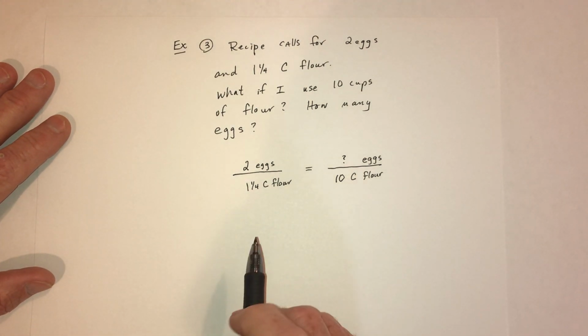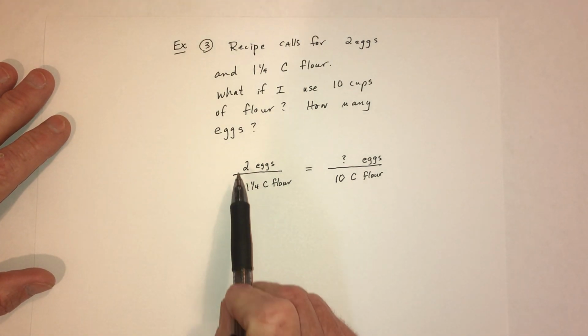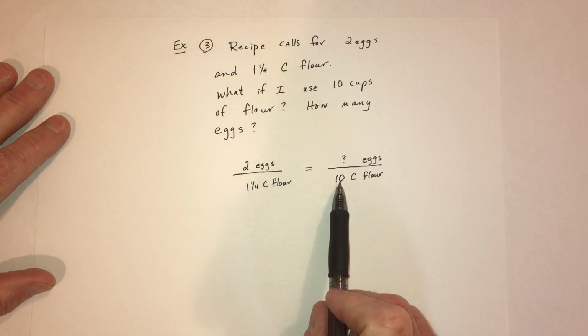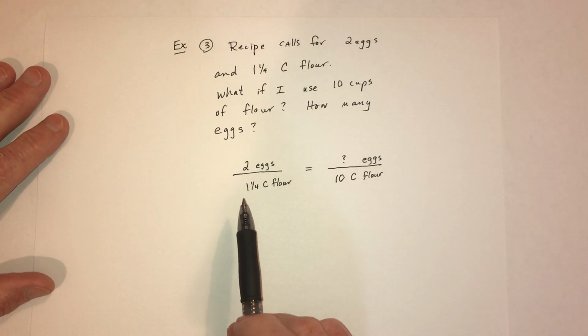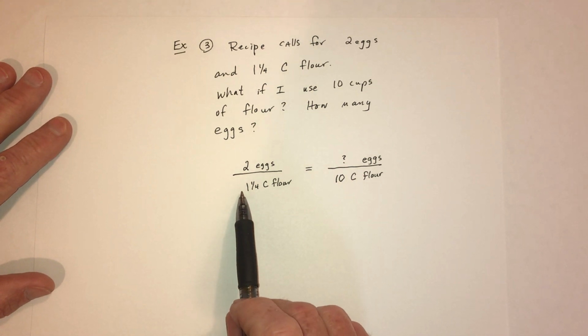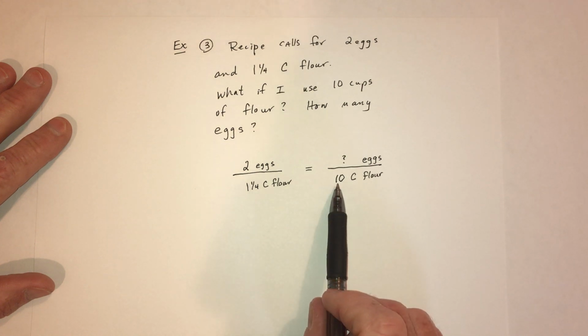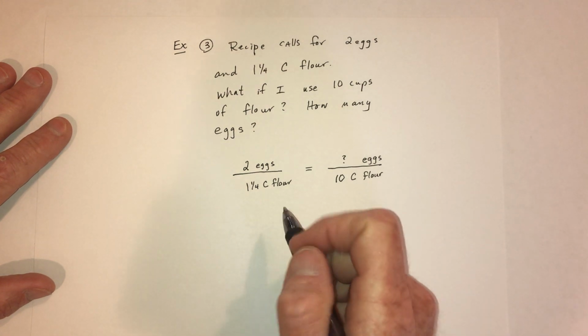So with the example of the boys in the class, the first example, I was able to multiply by something on the top and the bottom and get this. I multiplied by 13, I think it was. But anyway, on this one, I don't know what to multiply 1 1/4 by to get a 10. So there's a different way you can do it.